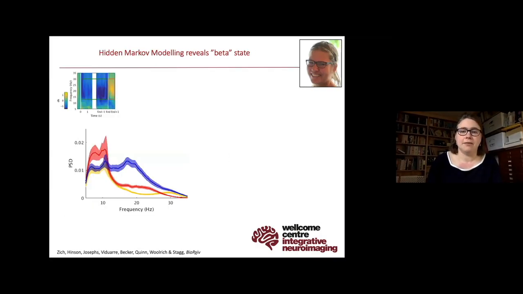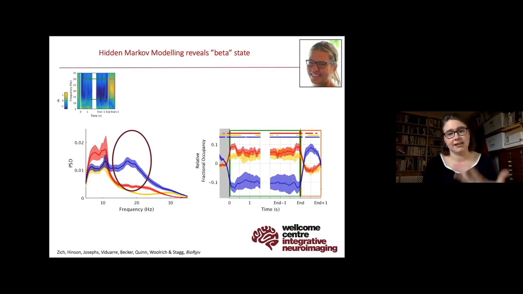What we then went on to do is look at the neural data and look at the brain states associated with that learning. We used HMM and identified a brain state that had a peak of activity at 20 Hertz. We then looked at what happened to that during movement and showed that, analogous to the time frequency data, that showed a decrease in activity in movement preparation and execution.